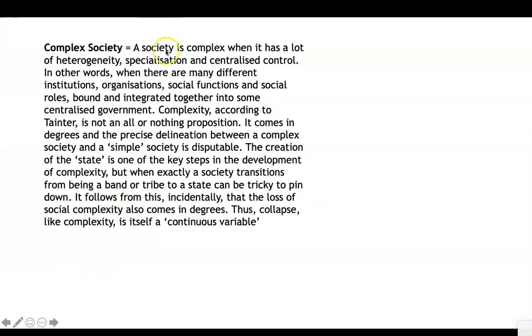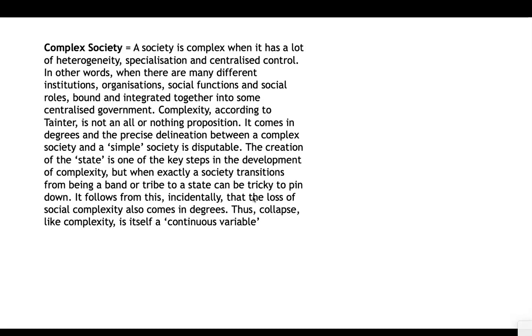Now, you don't need to read all of this. This will just show up in the PowerPoints, but it's basically the definition of a complex society. You have many different institutions. There are a lot of different levels. You've got a lot of different social roles. There's complexity, and the complexity comes from all these different levels in society where people are having to act and interact with each other.